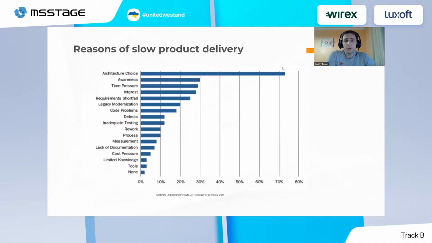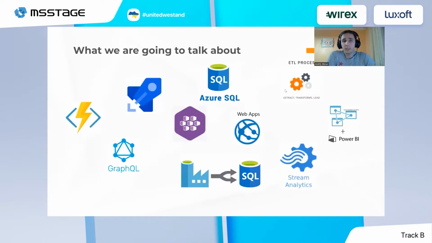What do you think? What are the reasons for slow product delivery? Yeah, you are right. There are a lot of them, and architecture choice is only one of them. Today we'll talk about a bad architecture choice and its influence on product delivery. Also today we'll talk about a lot of services, tools, and approaches that I mentioned on this slide, and even more. So let's begin, and I'll tell you the story.